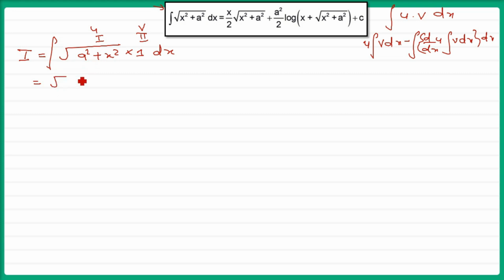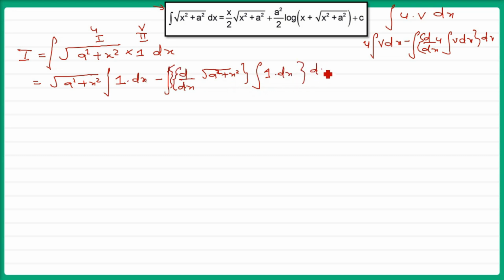So this will come outside because this is the first function, under root a square plus x square. Then we have the integral of 1 dx. Then minus the integration of the differentiation of the first function, which is under root a square plus x square. Then after this, the integration of 1 dx again. That is what we are doing for the parts, and we assume that 1 is multiplied there, and then again the integration.